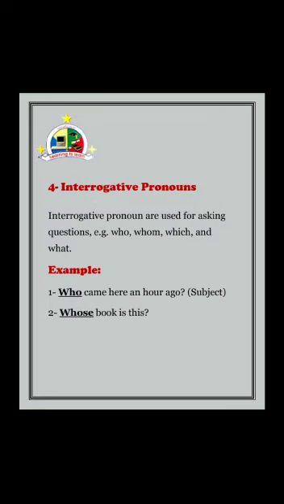Number four, interrogative pronouns. Interrogative pronouns are used for asking questions, for example, who, whom, whose, which, and what. Who and whom are used as the subject, object, or indirect object. For example, who came here an hour ago? Here who is used as subject and also as an interrogative pronoun. In number two example, whose book is this? Here whose is an interrogative pronoun.